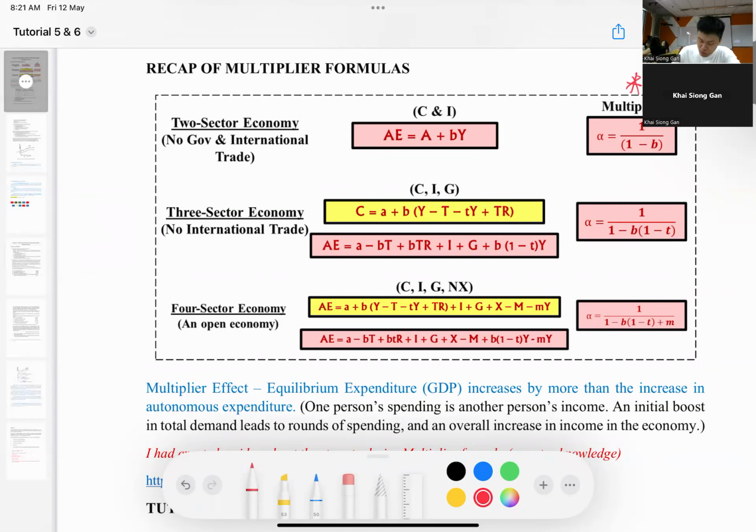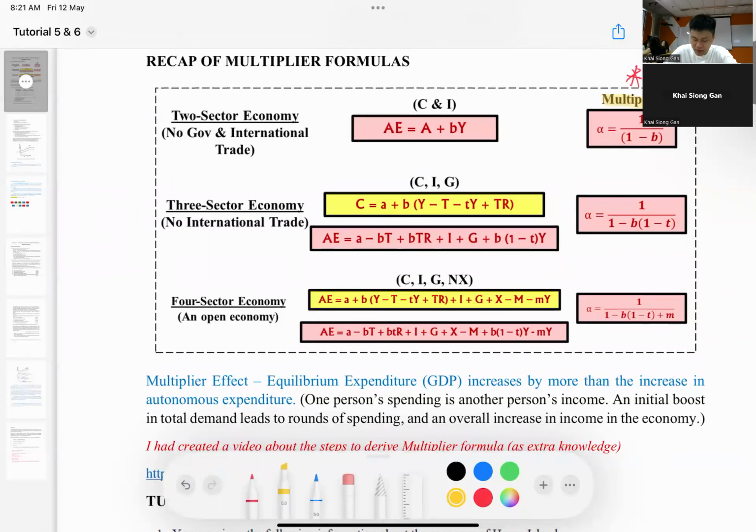So the multiplier is one of the concepts that you are going to come across very often in these two tutorials. So what is the multiplier effect? Here I give a quick note. When we talk about the multiplier effect, we are saying that the equilibrium expenditure or the GDP increases by more than the increase in the autonomous expenditure. For example, someone might inject a certain amount into the economy, and the injection will lead to multiplier effects in terms of the increase of the GDP, or the total output or total expenditure of the country.